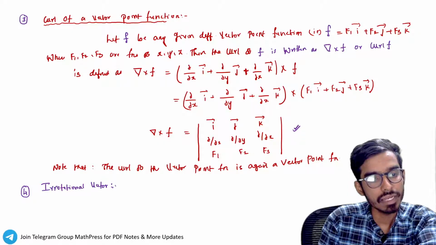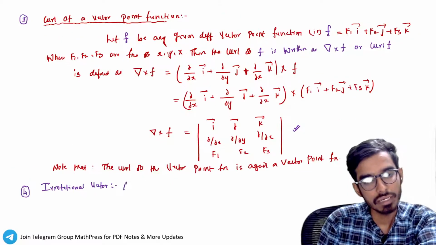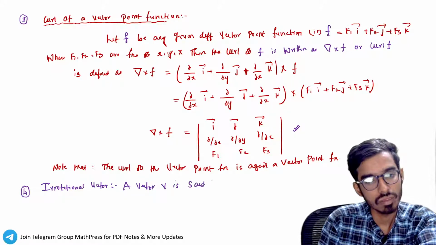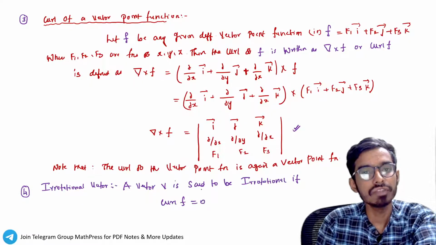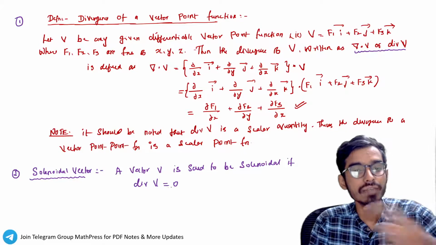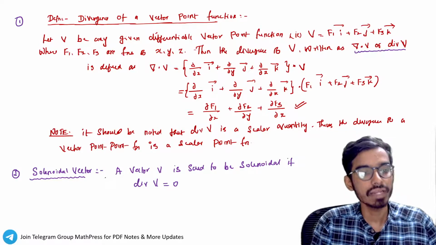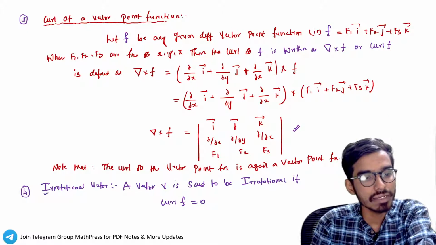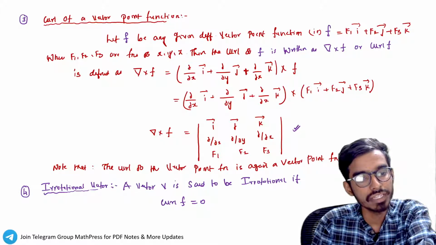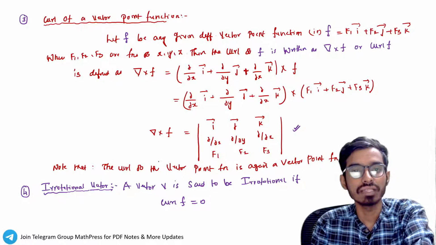A vector v is said to be irrotational if curl of f is 0. That's it. If curl of f is 0. If divergence of the vector is 0, then it is called a solenoidal vector. If the curl of the vector is 0, then it is called an irrotational vector, right? So these are very, very important four definitions. Now we're going to do some problems based on these, right?